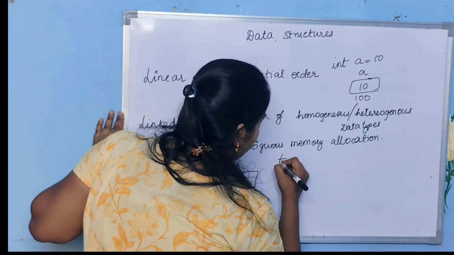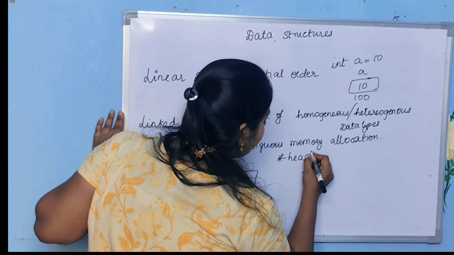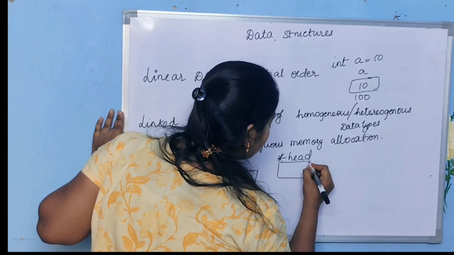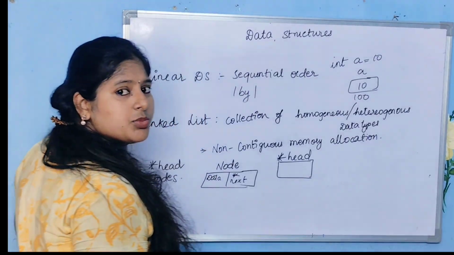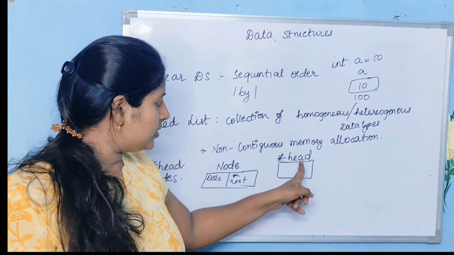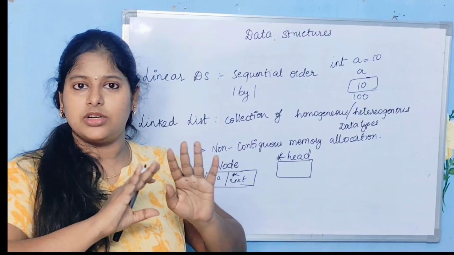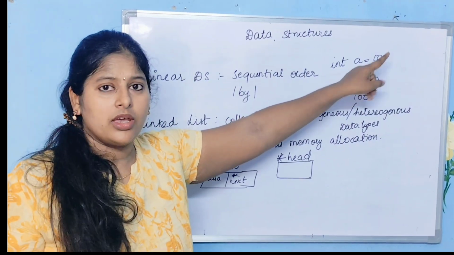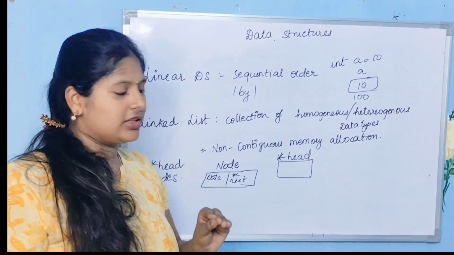So, this is my head pointer. Okay, what is meant by pointer? A pointer stores the address of another variable. So, this head only stores an address. It does not store any value like this. Okay, a pointer stores only the address of another variable.